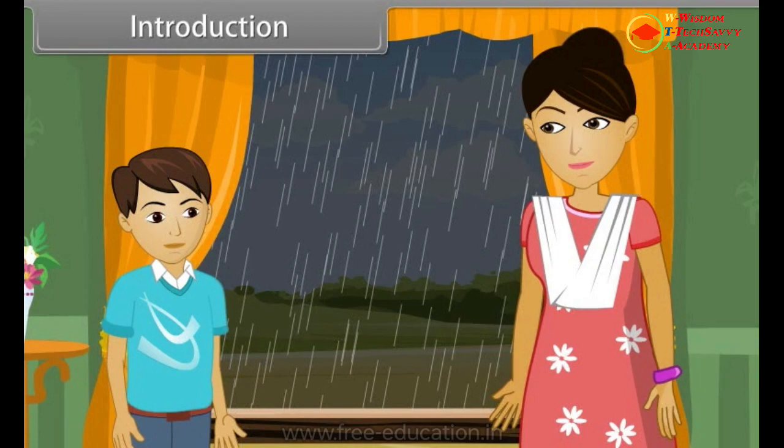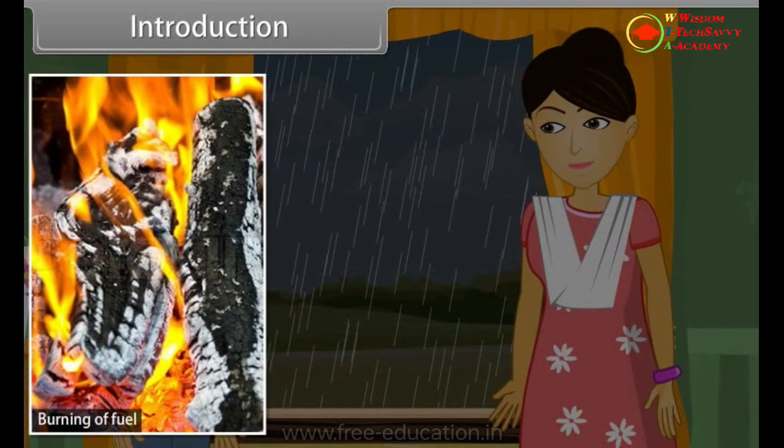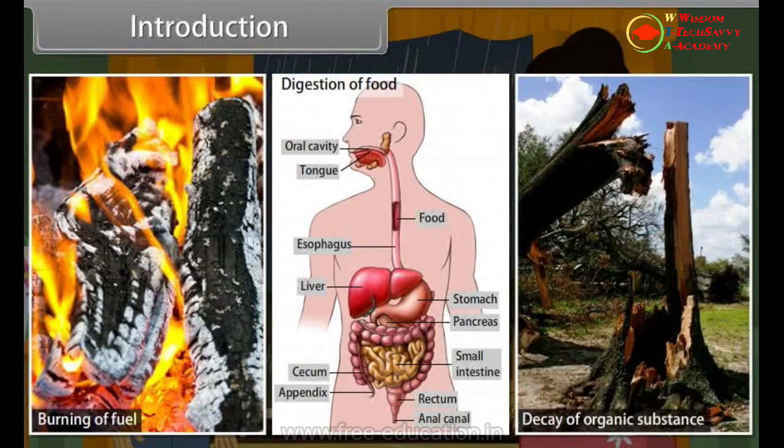Students, redox reactions are all around us. Burning of fuel, digestion of food, decay of organic substances are a few examples of redox reactions. Today, we will discuss more about redox reactions.